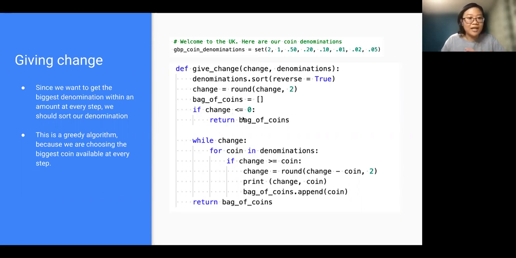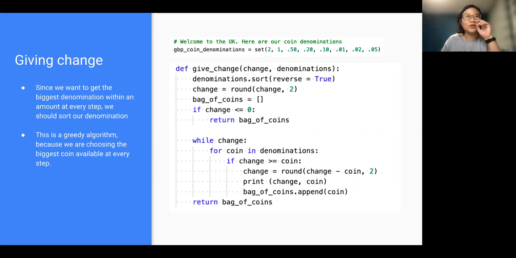Here we just handle some simple cases: if the change is zero, just return straight away. But while we have some change to give back, we go through each coin in the denominations. So we're going through our set of coins to make a decision. If the change is bigger than or equal to the coin, then you can give the coin. I put it into the bag of coins, and this is the bag of coins that I return.